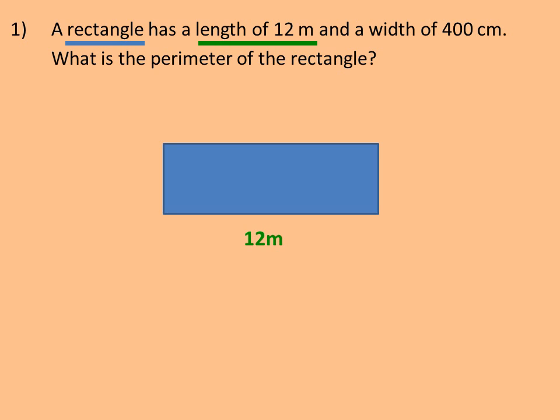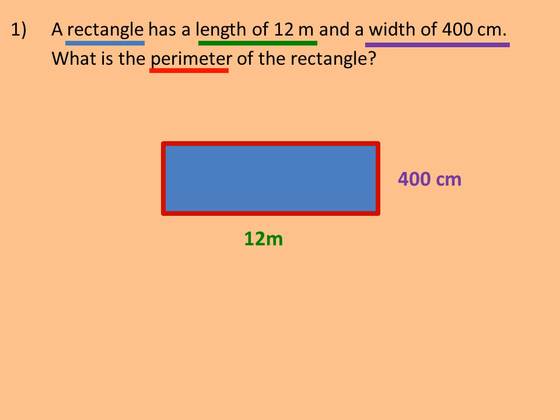It then goes on to say that it has a width of 400 centimeters. Width is always the shorter side. So let's place that along the side there. Alright, now the directions say, because those are just givens, but the directions say what is the perimeter of the rectangle. Alright, now what is perimeter? Perimeter is the distance around the rectangle. It's not the blue inside, that's area. We want the perimeter, it's the distance around.